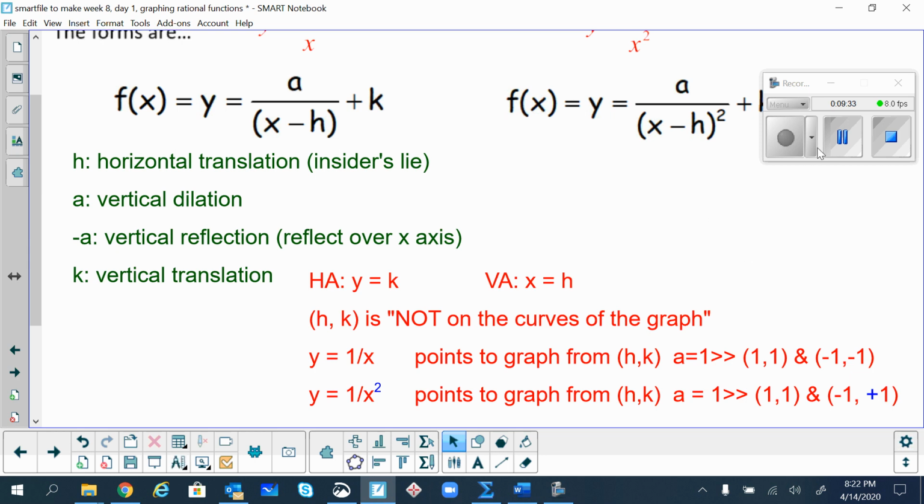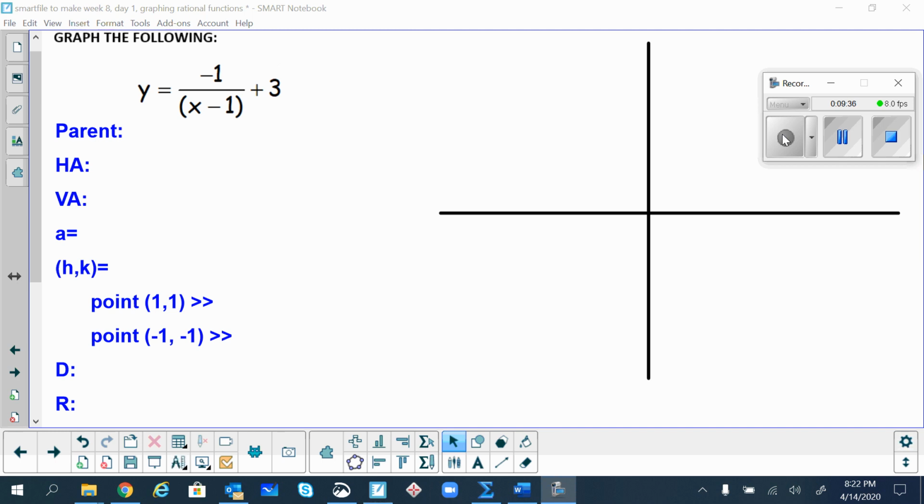Let's go ahead and try a couple examples. We would like to graph the function y equals negative 1 over x minus 1 plus 3. So I gave you some hints here to try and graph this function or make a sketch of the function. You first want to identify which parent function it is, identify your horizontal and vertical asymptotes, your A value and what it means, identify your HK, and then the 2 points that we take as a reference from the HK when we consider the A value. And lastly, you want the domain and the range. Go ahead and pause the video and give yourselves a chance to try this.